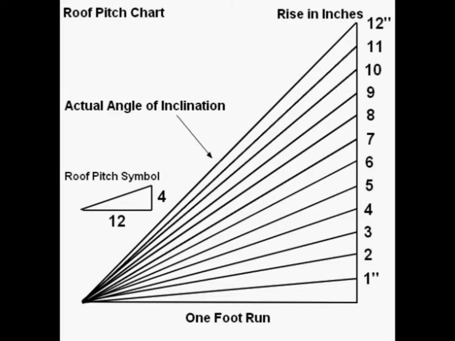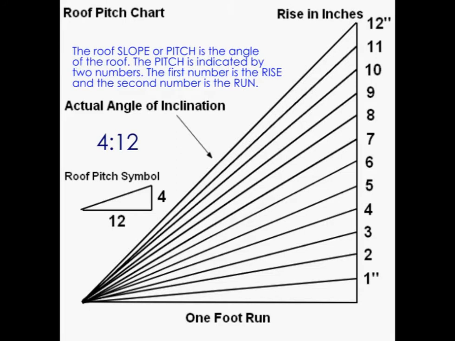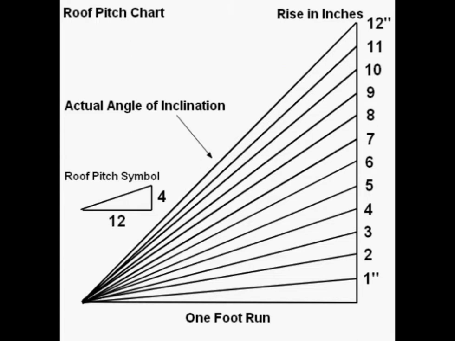The slope or the pitch of the roof is the roof's angle. The pitch is indicated by 2 numbers separated by a colon. The first number is the rise of the roof, and the second number is the run. In this example, the roof has a 4:12 pitch. This means for every 12 inches the roof is long horizontally, it goes up vertically 4 inches.